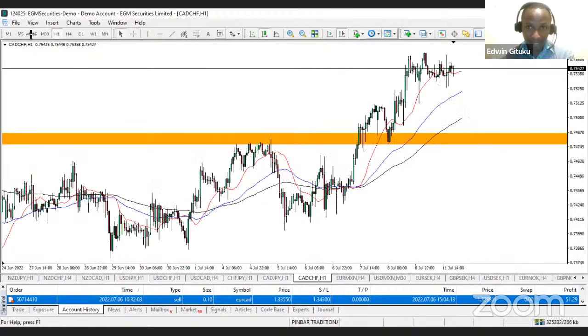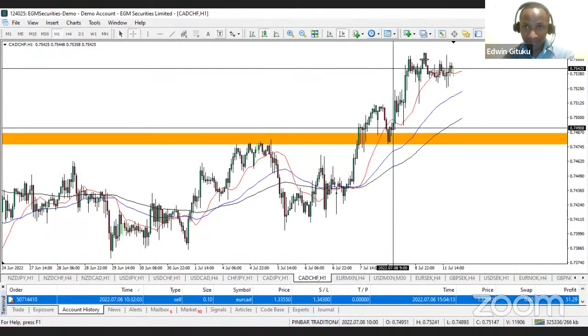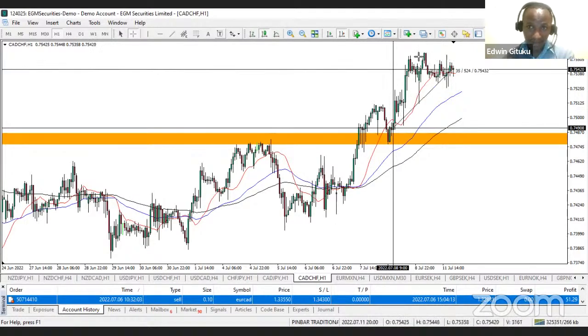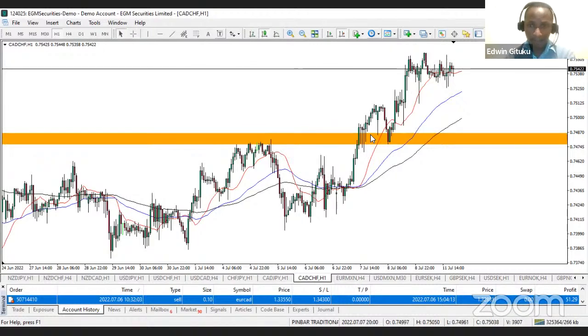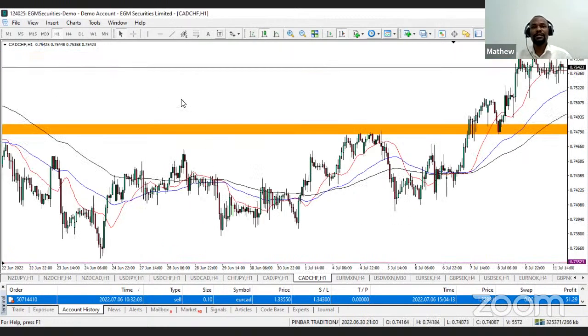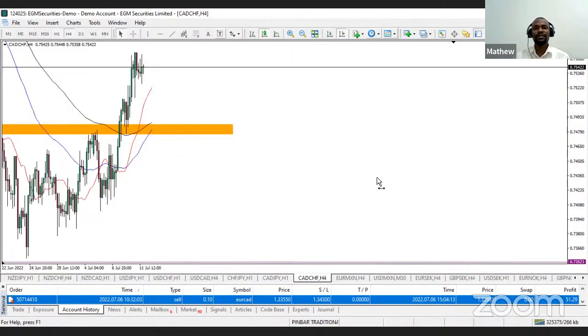So as it appears, this pair might be on its early stages of an uptrend. So this setup could have generated around 64 pips upon that pullback. That's a great one, Edwin. And I think that upward move is likely to be sustained.